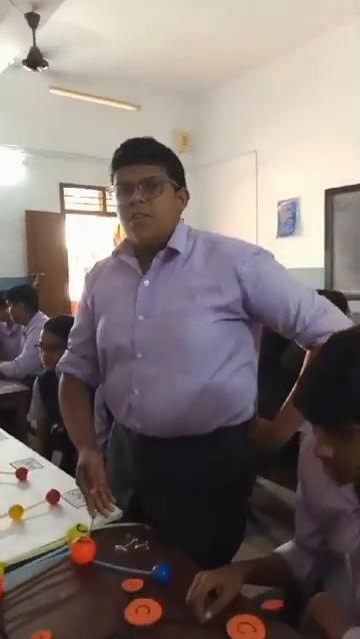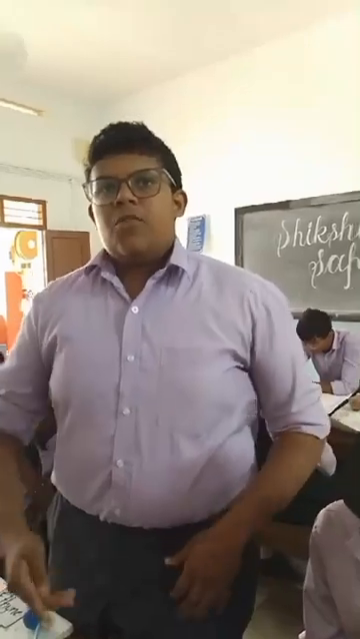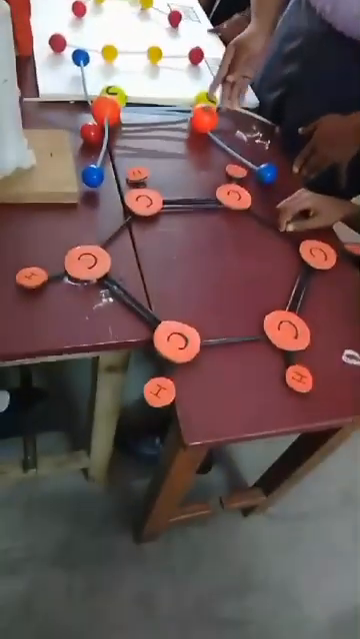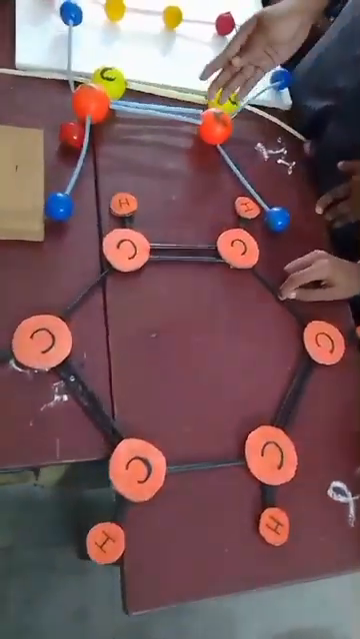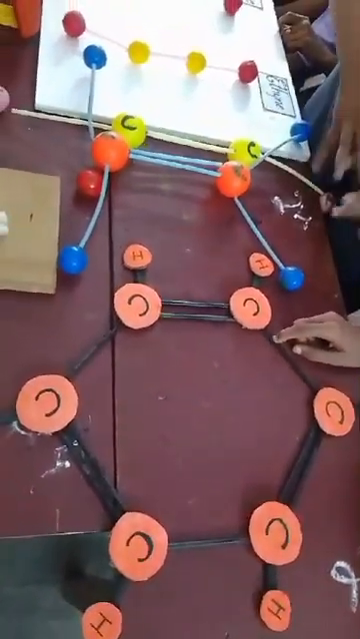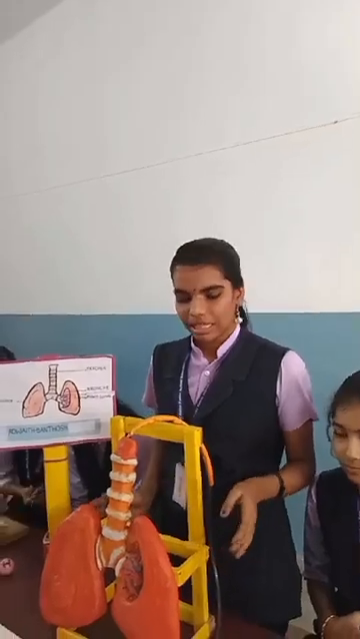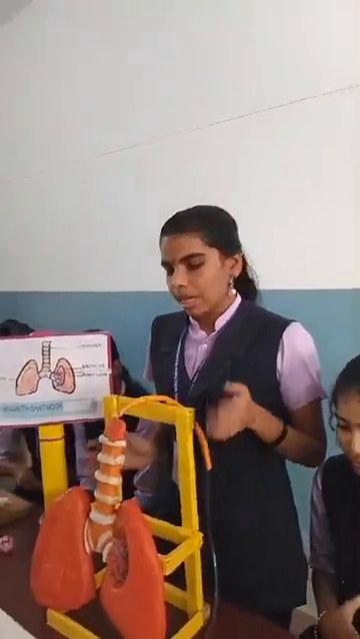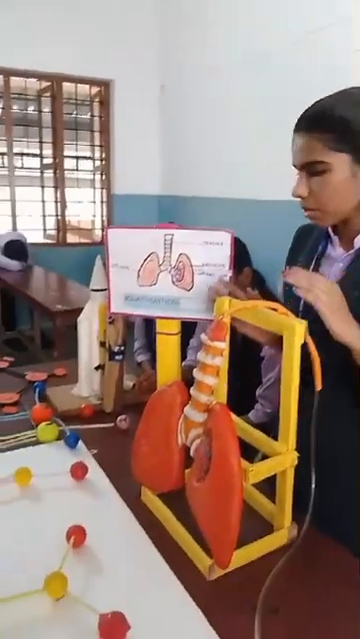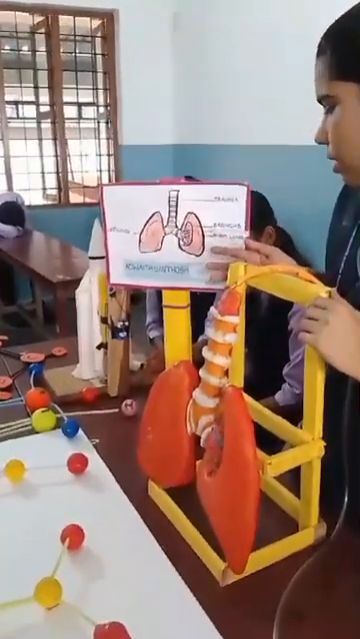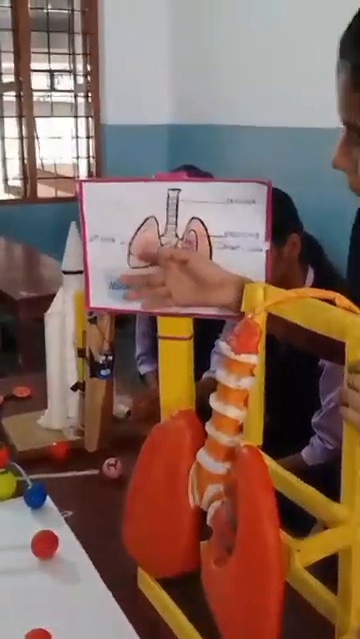It's a cell model of benzene and its formula is C6H6. It is a cyclic compound and it is formulated with alkene. This is the working model of our lungs. Lungs consist of nostrils, trachea, bronchi, bronchioles, right lung and left lung.